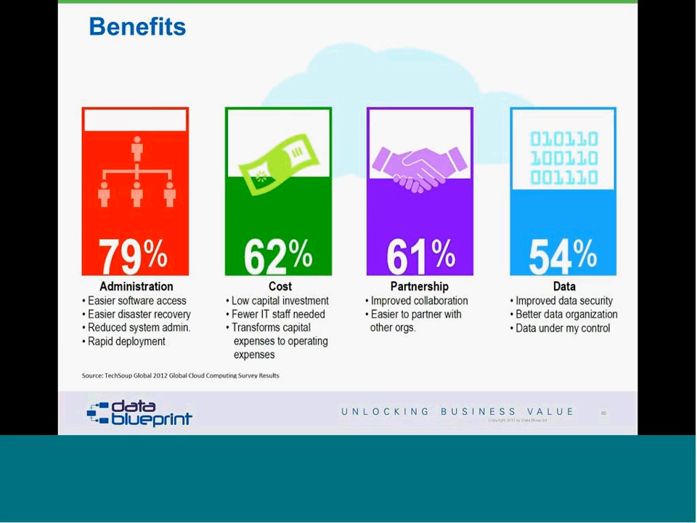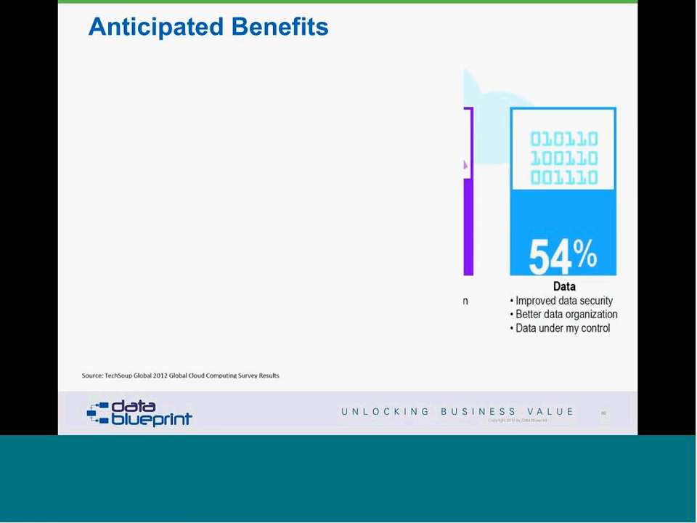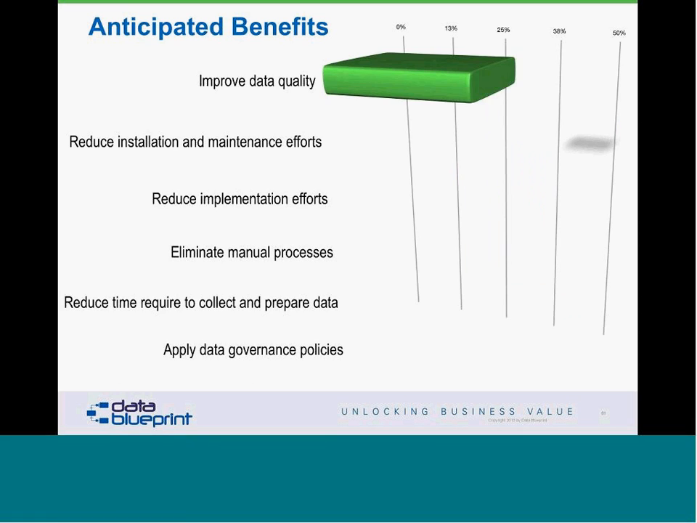If you follow my guidance here of less data, more variable and higher quality, then it should mean better data organization under your control. Another one, improved data quality, is something that people anticipate getting out of this, although in practice we have not seen this. What we have seen is that most people forklift their data into the cloud. I'll show you an example of that a little bit later on.